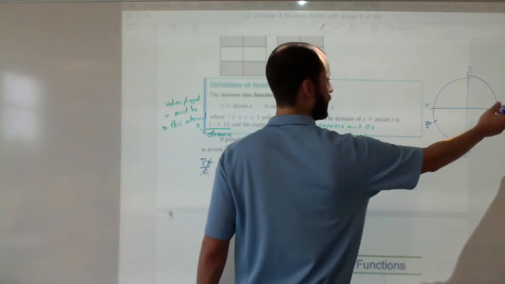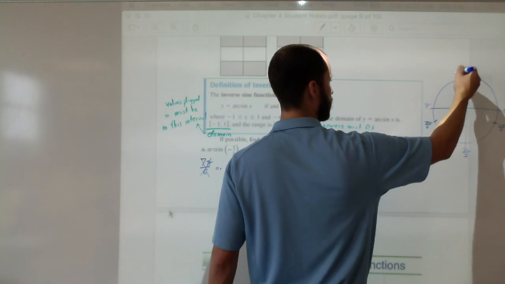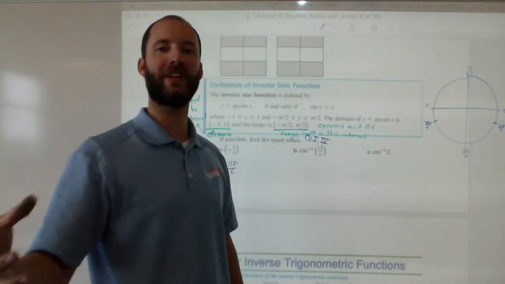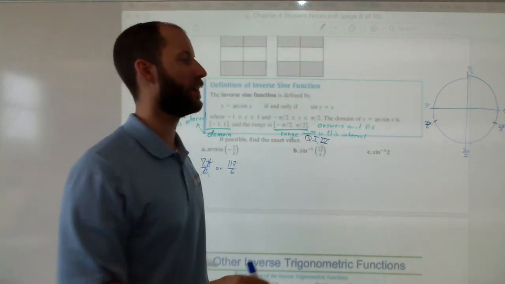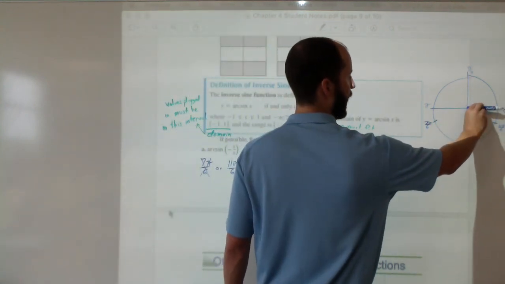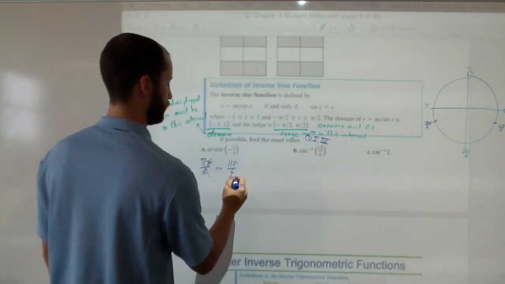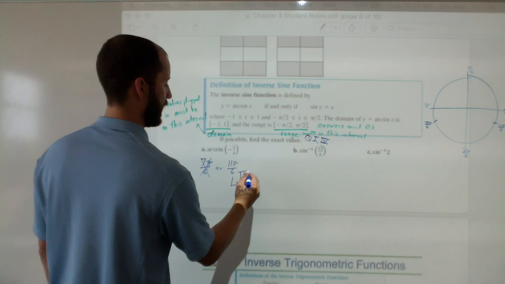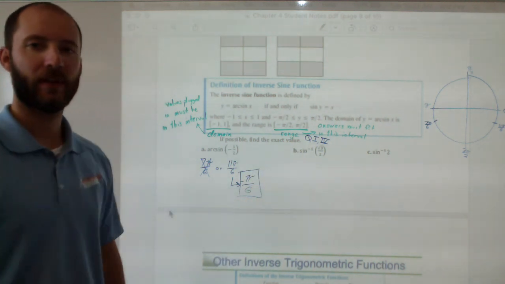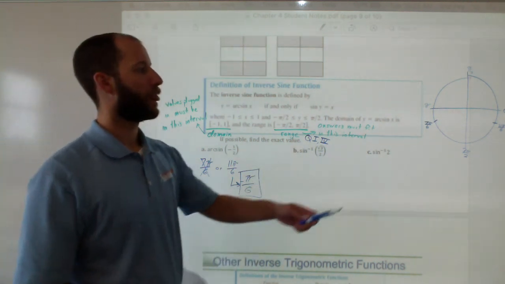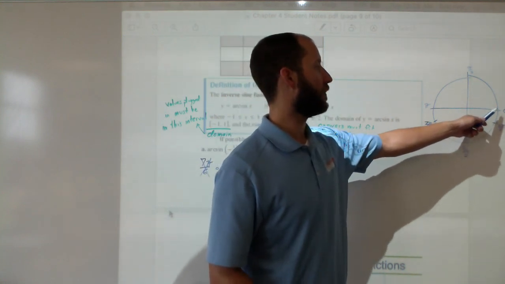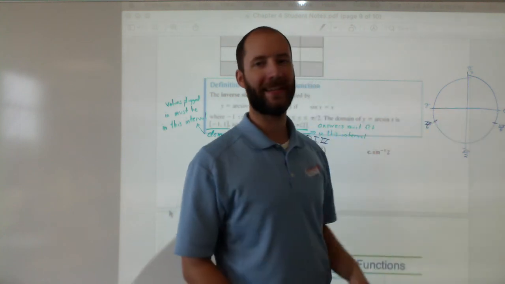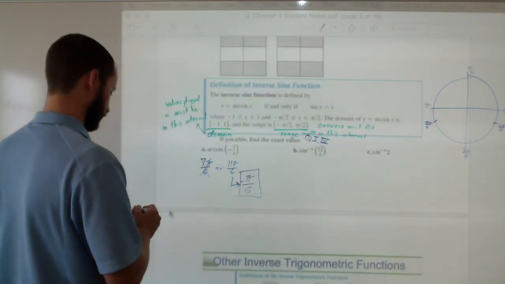11 pi over 6 means you started here and you went through quadrants 1, 2, 3, and into 4. Well, 2 and 3, you're not allowed to cross through them. They are restricted from that restricted domain. So instead, you have to take the shortest path. You just drop right down. So your answer is negative pi over 6. We need the answer from the fourth quadrant, but you cannot pass through 2 and 3, so you just drop down: negative pi over 6.